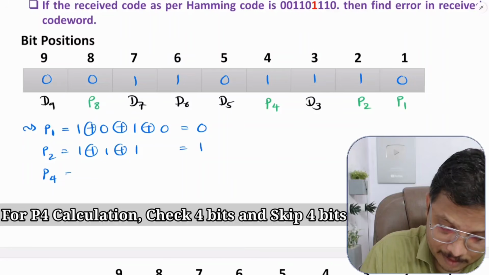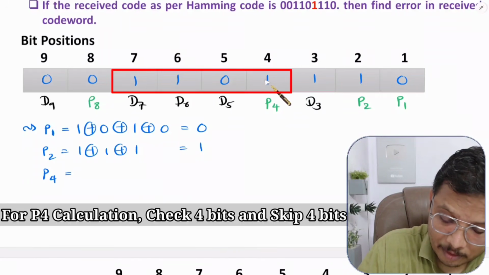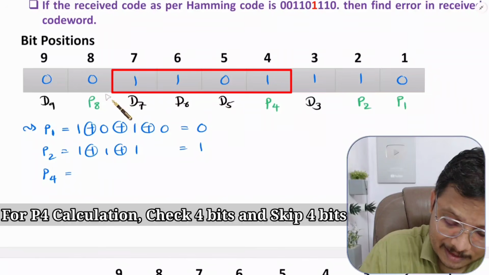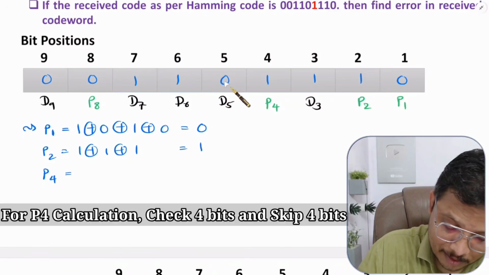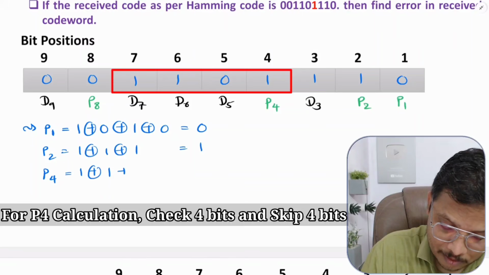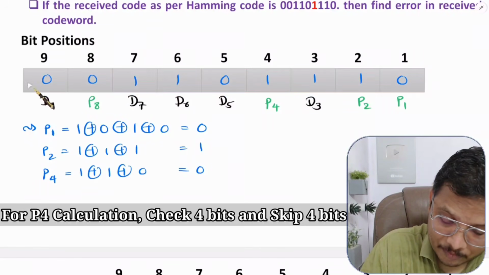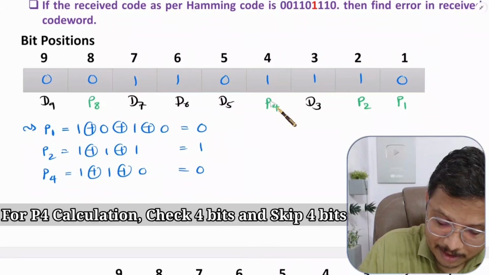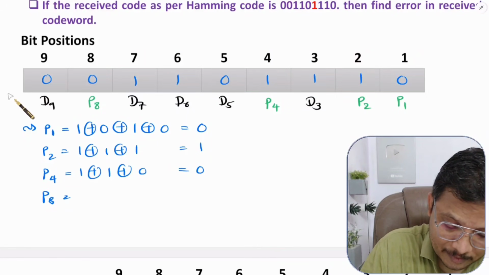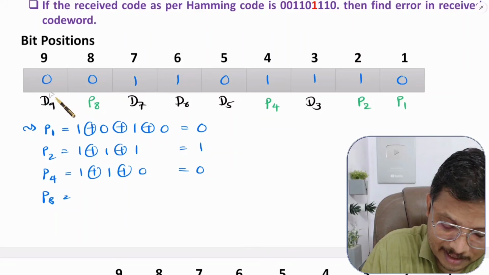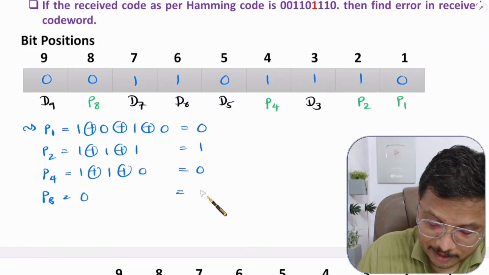So P4 is having check 4 bits. So just ignore P4 and check 4 bits like this. So that is 1 XOR 0. Here 1 XOR 1, that is 0, and skip 4 bits, right? So now P4 is there with us, and for P8, check 8 bits like this. Here we just have 1 bit, that is D9, that is 0, and skip 8 bits after that, right? So you can say this is 0.